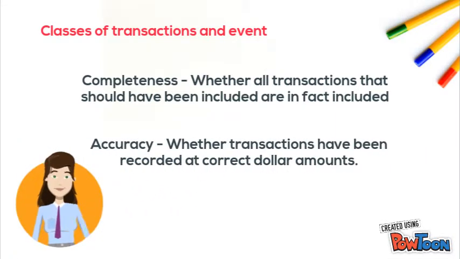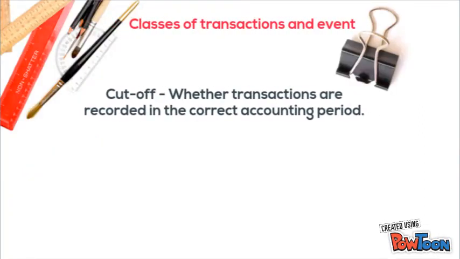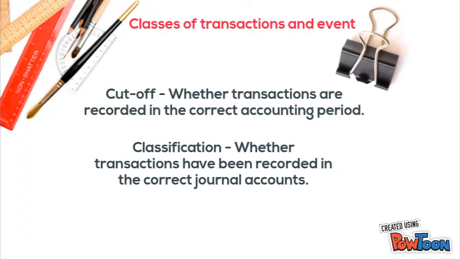Accuracy: whether transactions have been recorded at the correct dollar amount. Cutoff: whether transactions are recorded in the correct accounting period. Classification: whether transactions have been recorded in the correct journal accounts, or are we using the correct journal accounts?